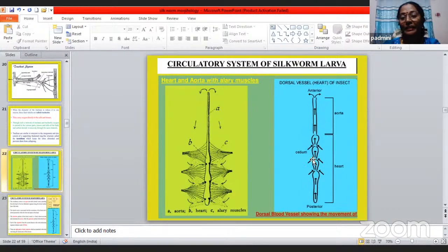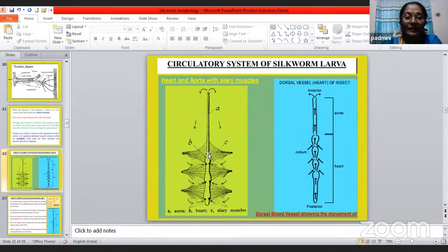This is the long heart, and in each segment of the heart you have an opening called the ostia. If you remember, we also talked about the ostium in the porifera, which is the opening for the cavity. Here the ostium is the opening for the blood to flow back into the heart. The heart extends posteriorly, and the posterior part is closed, whereas the anterior part, the aorta, is open.